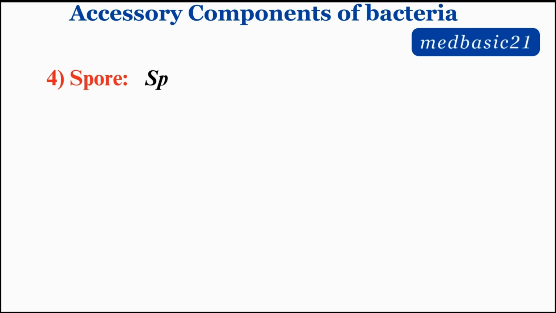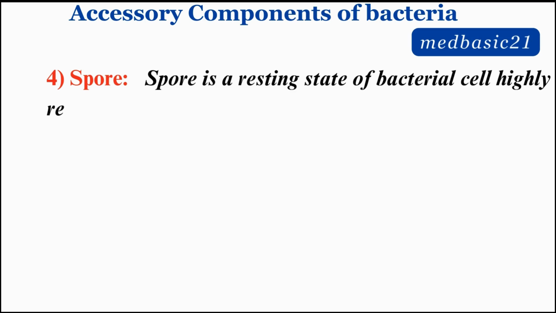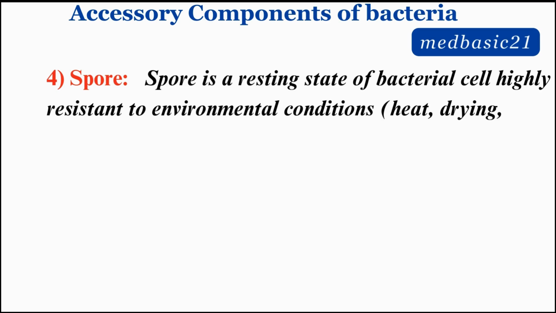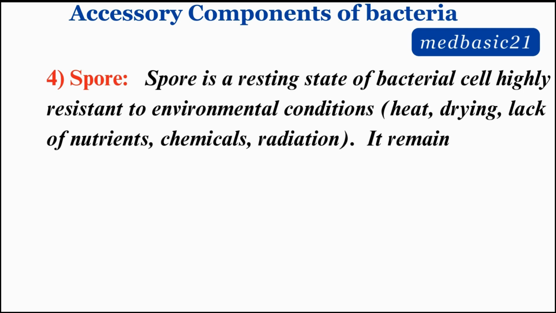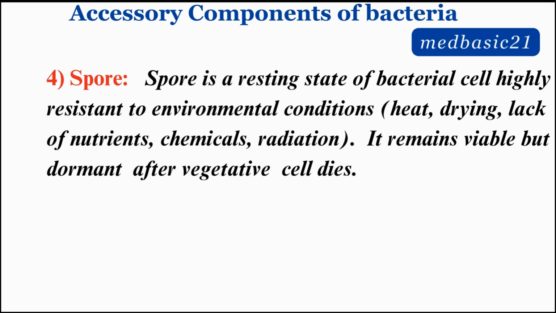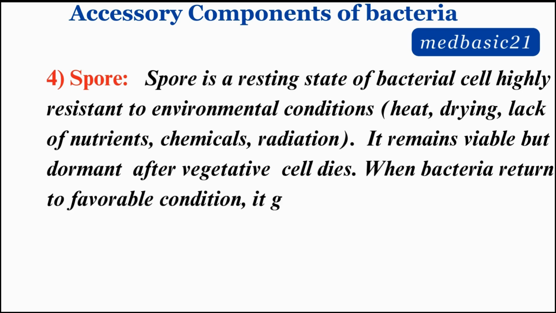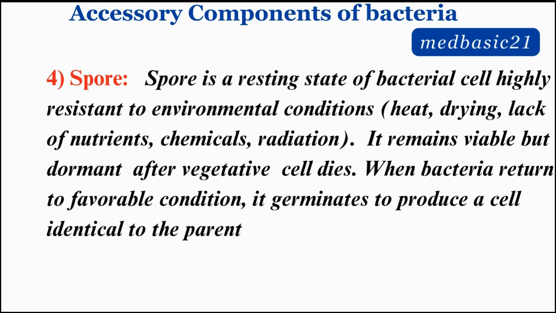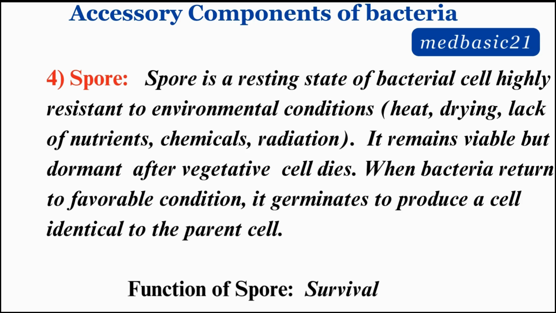Spore. Spore is a resting state of bacterial cell highly resistant to environmental conditions like heat, drying, lack of nutrients, chemicals, radiation. It remains viable but dormant after vegetative cell dies. When bacteria return to favorable condition, it germinates to produce a cell identical to the parent cell. Function of spore. Survival.